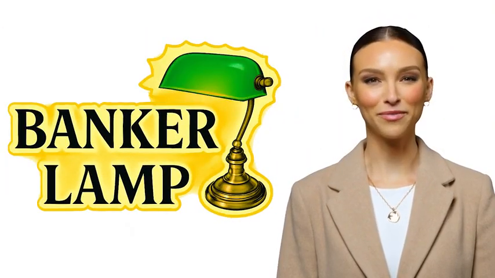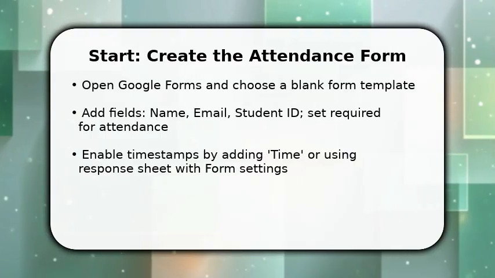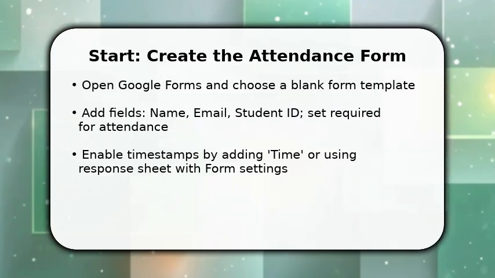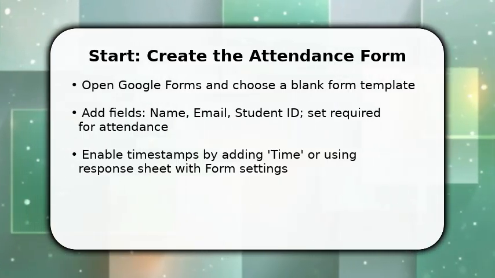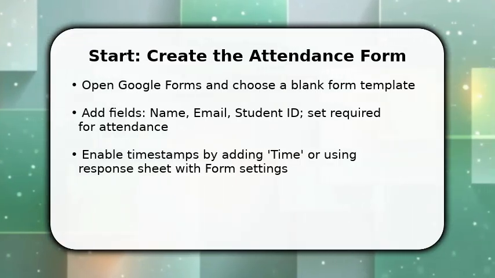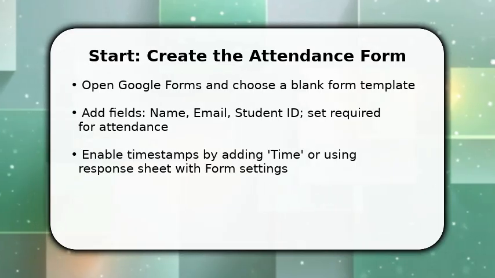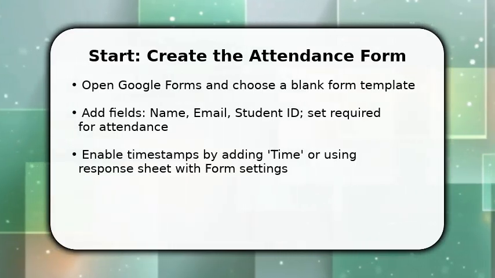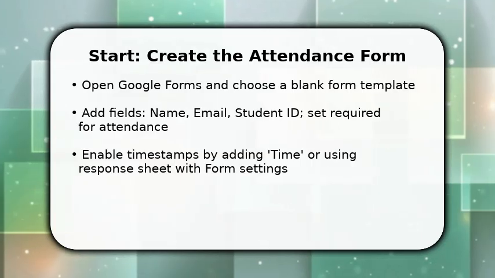Please enjoy the video. You start by opening Google Forms and selecting a blank form. Add required fields: name, email, student ID, required so students can't skip them. Once done, give the form a clear title like attendance and a short description explaining expectations.